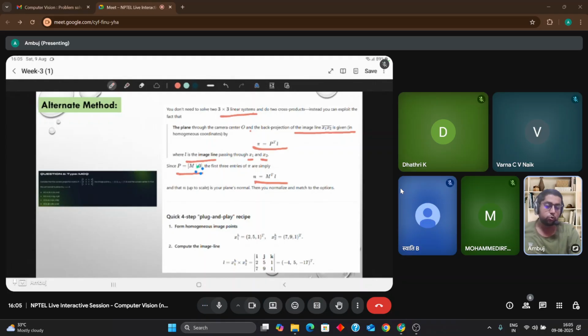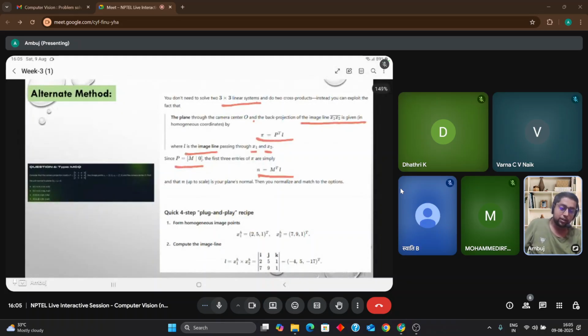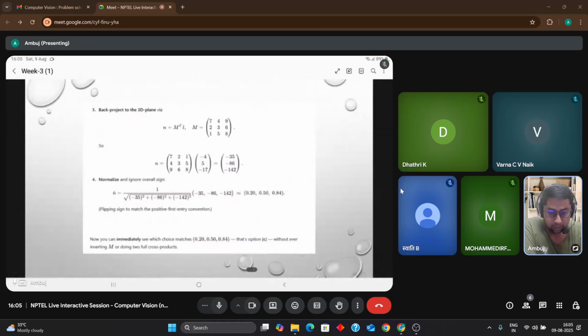If you make this a plug and play recipe, x1 is already given to you as 2 5 1, and x2 is already given to you as 7 9 1. You calculate the image line L as the cross product of x1 and x2. You would get -4, -5, -17.